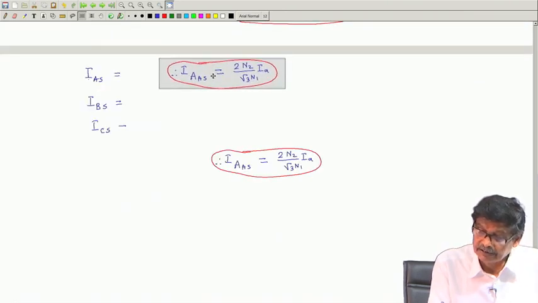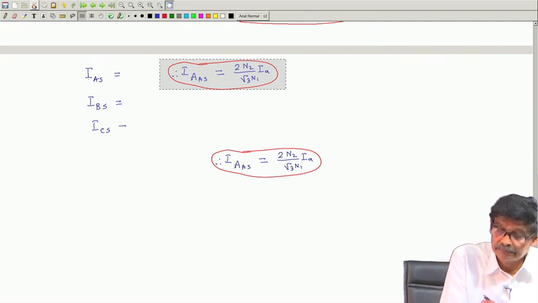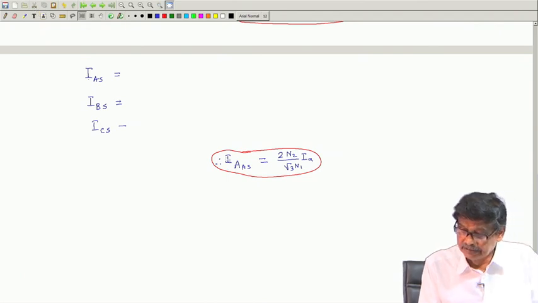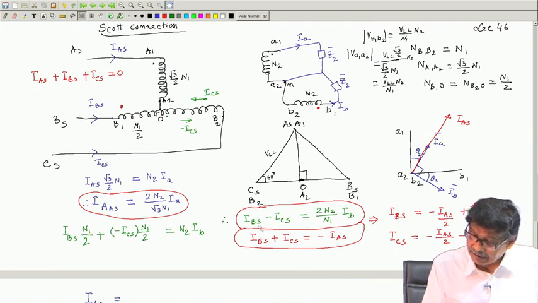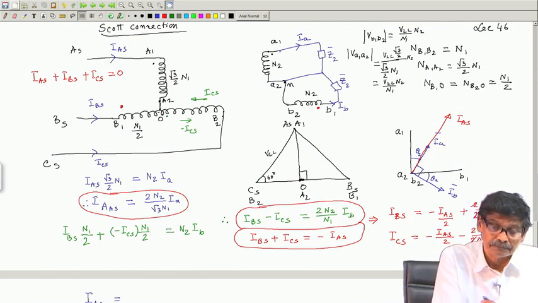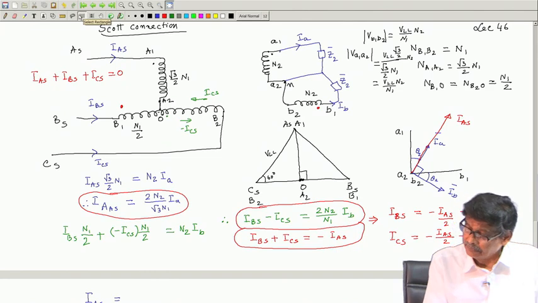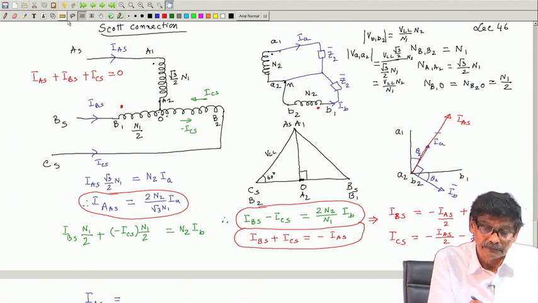So, I will get IAS here, okay. And so, this is the IAS, and what is IBS we have got? I will take straight away from this. Let me write IBS is equal to minus IS by 2 and this one.